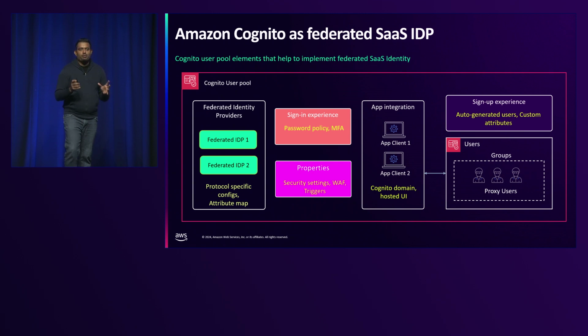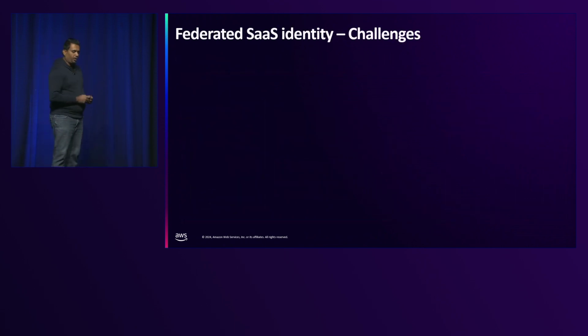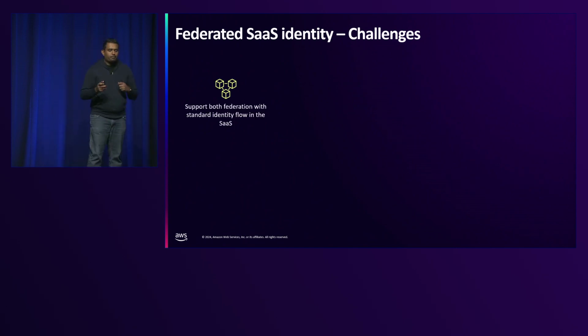Now, at this stage, we know for a SaaS provider, we have a challenge of managing this asynchronous workflow in order to facilitate the federation. Beyond that, there are a few more challenges that we need to think about as well. One of the things would be, as I mentioned earlier, most of the time, the federation and the standard identity workflow should both coexist in a SaaS application, and your SaaS IDP should support both ideally, and that will make your life much easier.